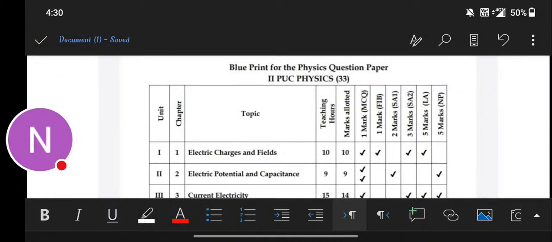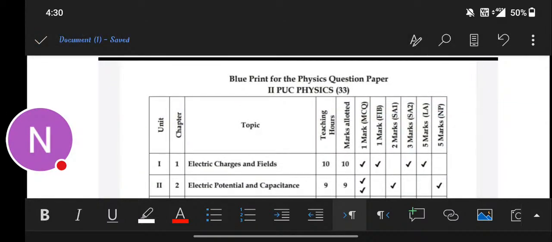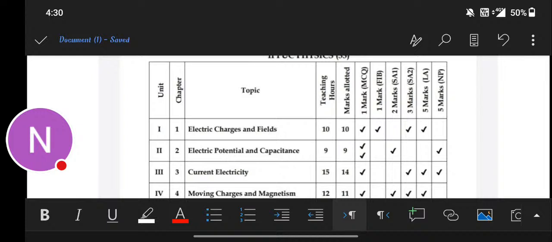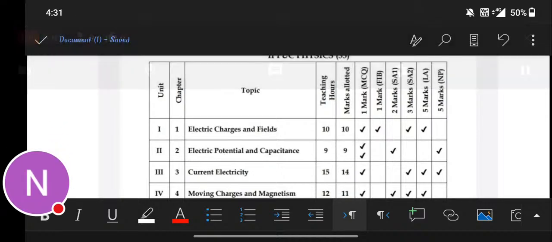In this video, I'm going to tell you about the blueprint for the physics question paper, Second PU 2023. The things covered are the unit, the chapter, the marks allotted for that chapter, and on which questions the chapter may come. So let us see it now.